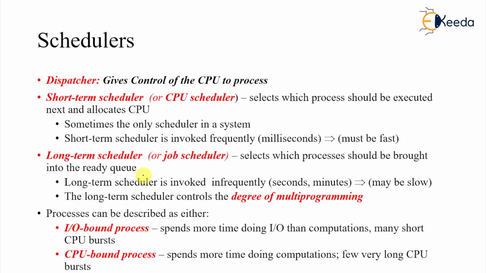So that is the summary: the dispatcher gives control of the CPU to a process. The short-term scheduler selects the process which should be executed next and allocates the CPU. The long-term scheduler selects the process which should be brought into the ready queue. A process can be described as IO bound or CPU bound, and there should be a very good mix of it.